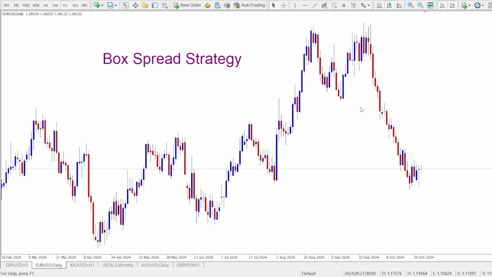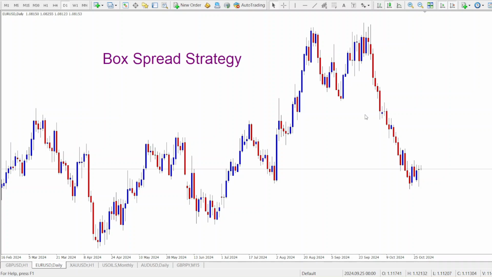So what exactly is the box spread strategy? In simple terms, it's an options trading strategy that involves executing both long and short positions simultaneously. Now this creates a box or range, allowing you to capitalize on price discrepancies without exposing yourself to excessive risk. So basically, this strategy is one that tries to minimize risk.